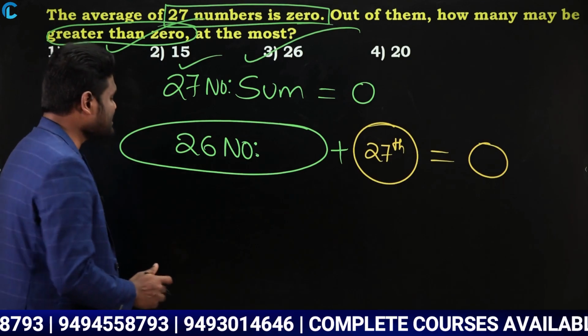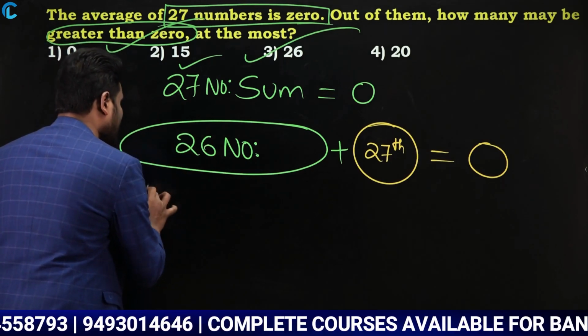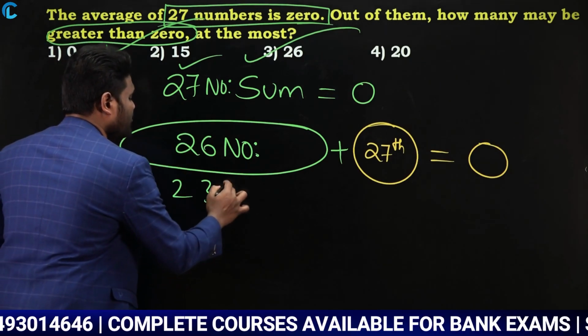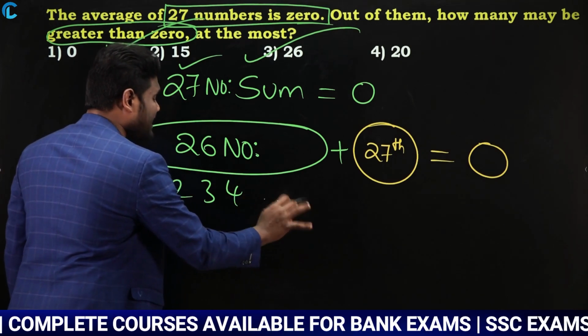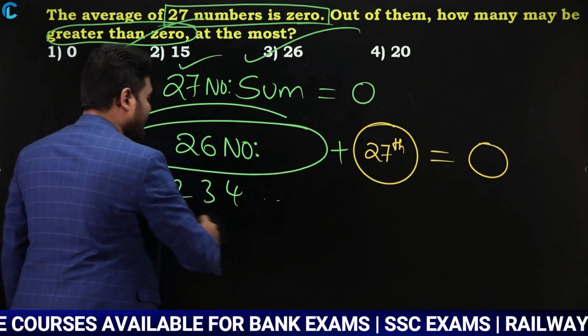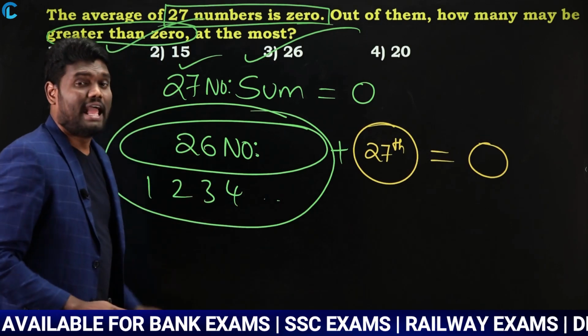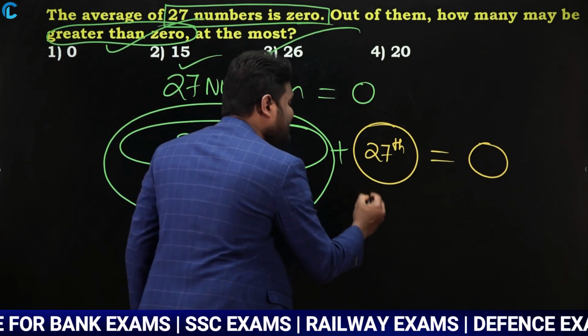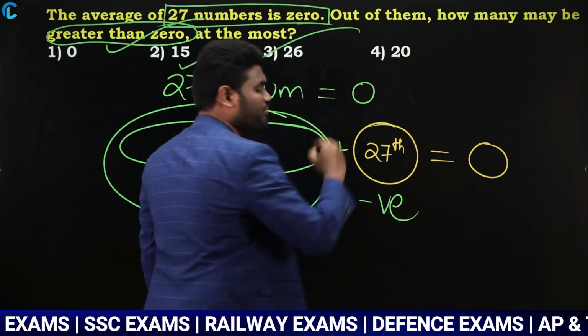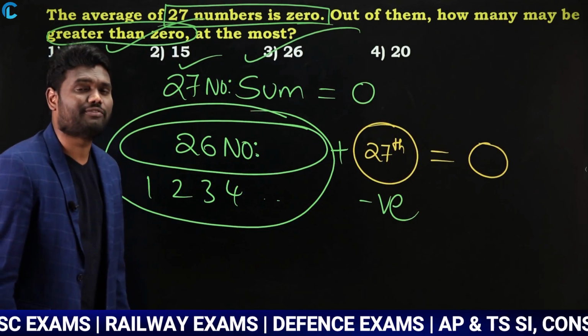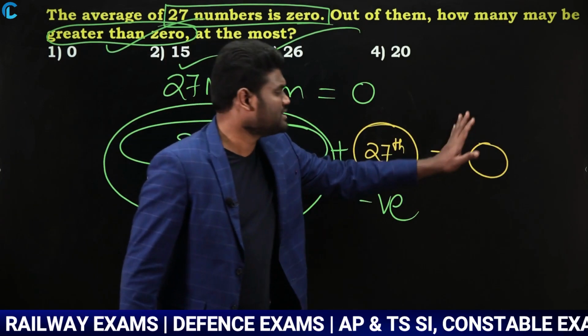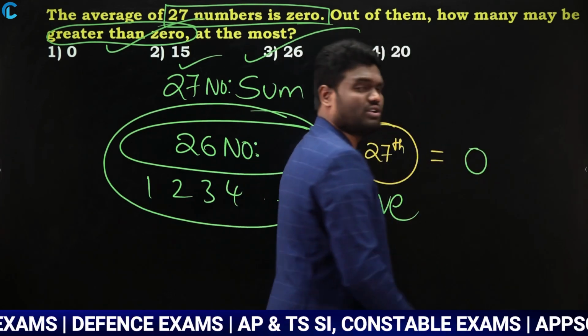Why? Because let us say I am taking these numbers as 1, 2, 3, 4, and so on. Let us say I am going to take all these 26 numbers. Now if I make this 27th value negative, then my result is going to be 0. Yes or no? My result is going to be 0 simply.